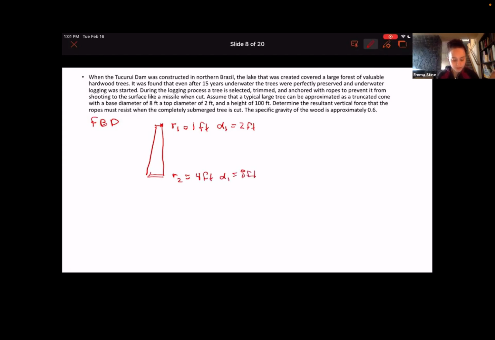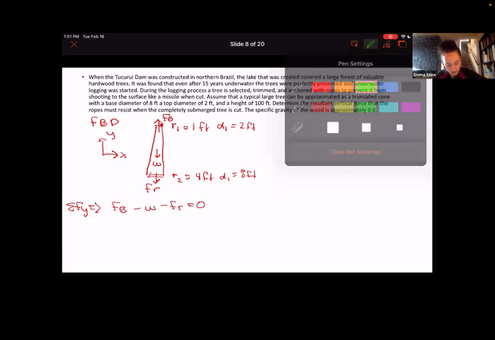And then what are the forces on this tree when it's completely submerged in the water? Because this is before it shoots up like a rocket. So we got weight on it, and then we got force buoyancy, and then we got this force of the ropes. Okay, so then we make our equation. The sum of all the forces in the y equals, gotta make my axes so we know it's positive, force buoyancy in the positive direction minus weight minus force ropes equals 0.